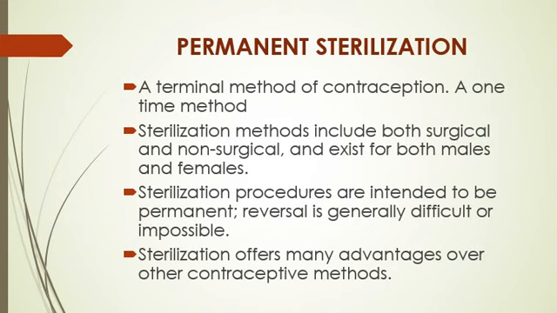So permanent sterilization is a terminal method of contraception, and it is a one-time method. Once it is done, it is over. This includes both surgical and non-surgical methods. Mostly it is surgical and exists for both males and females. These procedures are intended to be permanent. Reversal is generally difficult or impossible. That's why counseling of the patient is very important. And sterilization offers many advantages over other contraceptive methods.